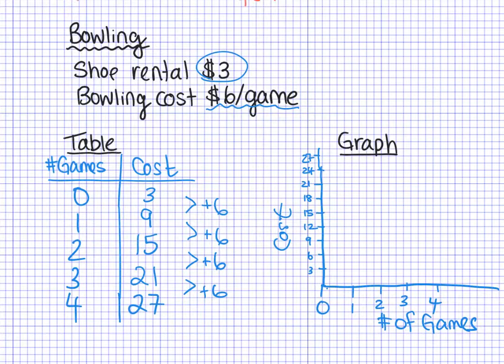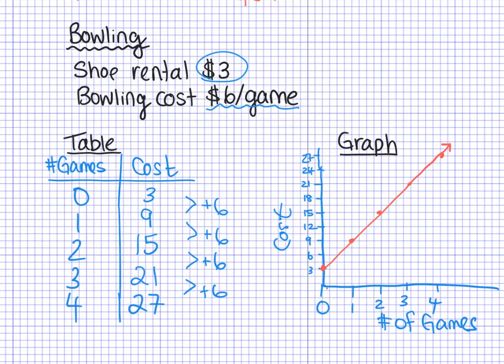Okay, so then you're going to plot your points from your table. Number of games 0 costs you $3. Number of games 1 costs you $9. 2 games costs you $15. 3 games is $21. And 4 games is $27. Mine's a bit off here, but anyways, there you go.